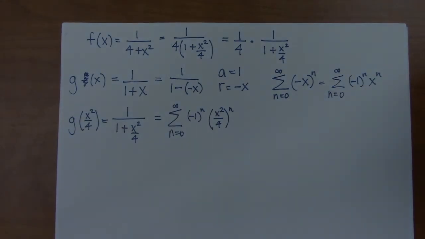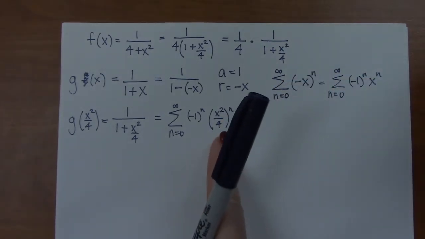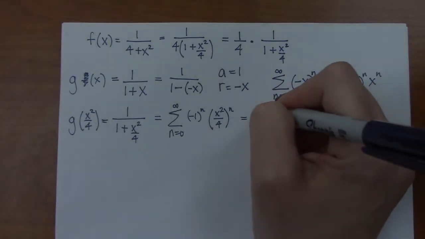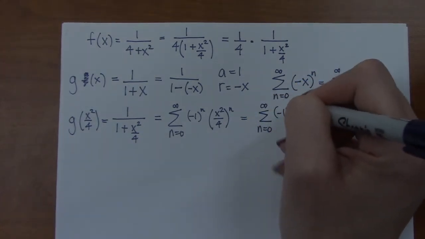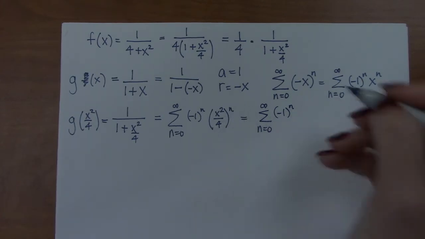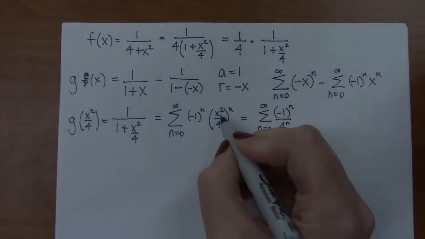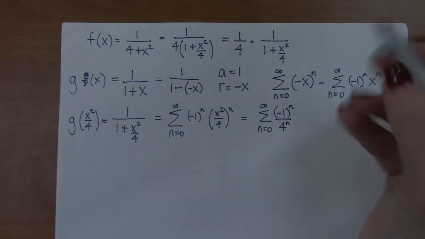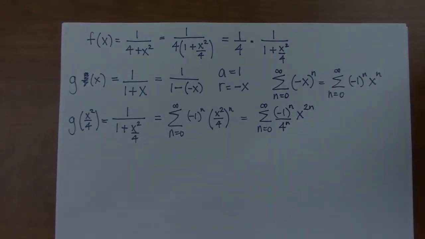But once again, I need to clean this up a little bit because we don't need all this stuff raised to the n. I need to make it just some x term. So we're going to leave the negative 1 alone. And this is 4 to the n on the bottom, because it's being raised to the n. So I'm going to put this over 4 to the n. And now x squared to the n, you multiply the exponents, and I get x to the 2n. So now I've got this in the form of a power series. I've got one more step to do to turn it back into f of x.